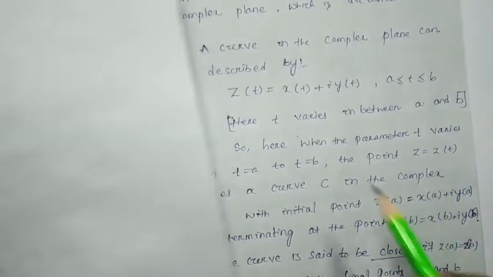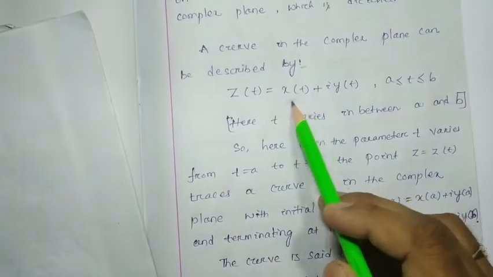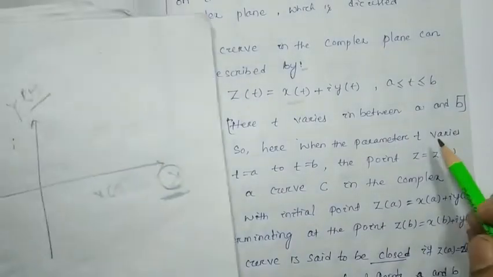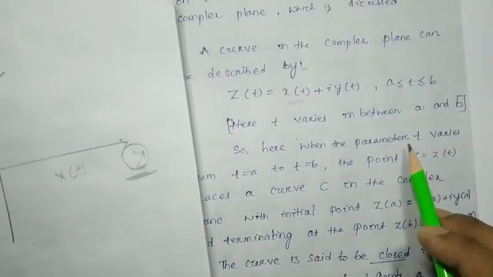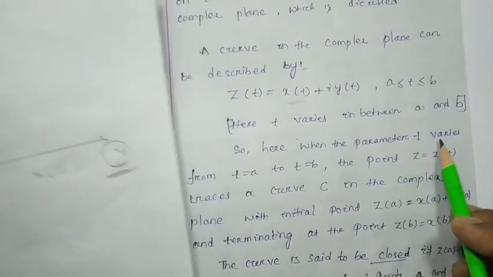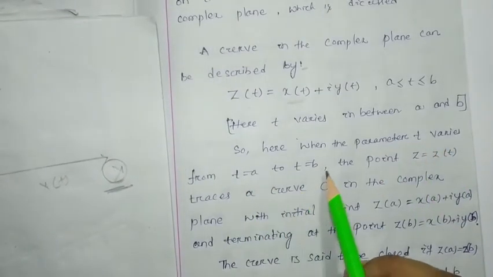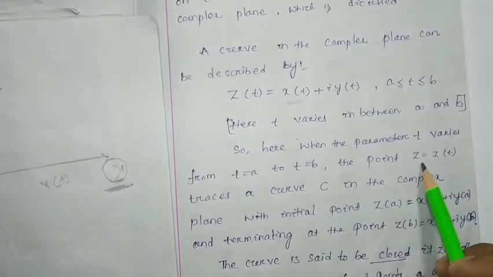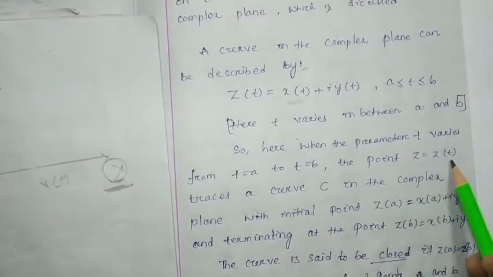So you just consider this as a function of time. Suppose x is a function of time, y is a function of time, and we know that this is the complex plane, this is the x axis, the real side, and this is the y axis, the imaginary side. So x is a function of t, y is also a function of t. So whenever the parameter t varies from t equal to a to t equal to b, the point z is equal to z t.